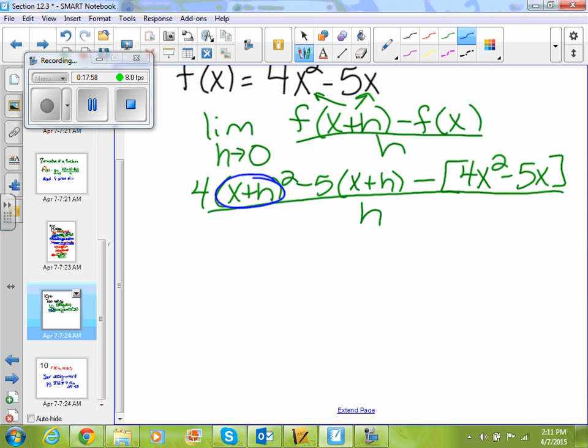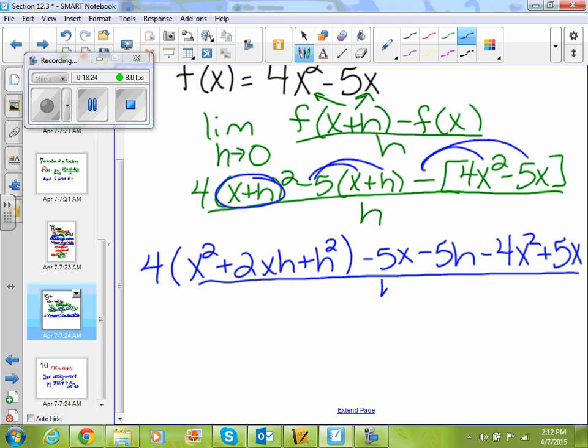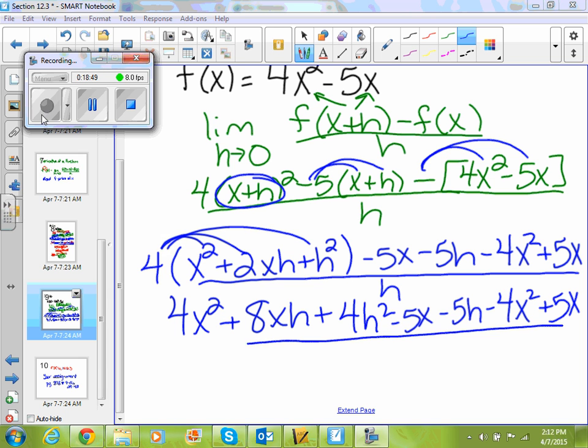So if I take x plus h squared, that is x squared plus 2xh plus h squared. If I distribute this minus 5, I get negative 5x minus 5h. And if I distribute this minus, I get minus 4x squared plus 5x divided by h. Alright, so if I distribute the 4, I get 4x squared plus 8xh plus 4h squared. And then the rest of this all stays the same, so minus 5x minus 5h minus 4x squared plus 5x, divided by h.